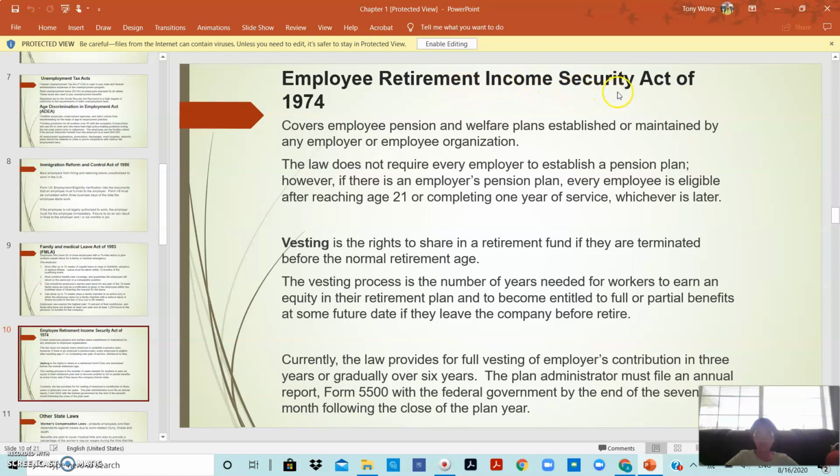Employee Retirement Income Security Act of 1974. It covers employee pension and welfare plans. This law does not require every employer to establish a pension plan. Some employers have a pension plan for their employees, some they don't. And every employee is eligible after reaching the age of 21 or completing 1 year of service. If the employer has the pension, every employee is eligible to join. The vesting is the period that is the right for the employee to share a retirement fund.